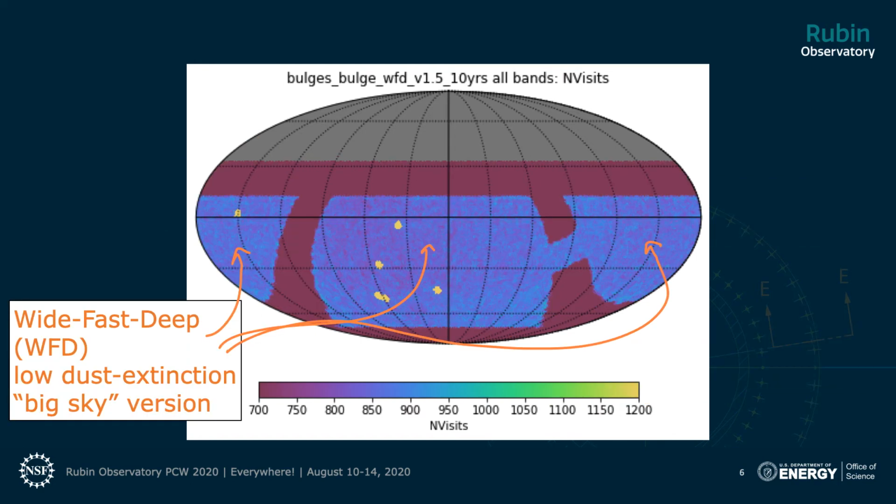But for extragalactic science, we might prefer to move that wide, fast, deep footprint to a low dust extinction area only. So in this case, you pull back from the galactic plane and then extend the wide, fast, deep area north and south so that we still make 18,000 square degrees. This is what we call the big sky version rather than the baseline.